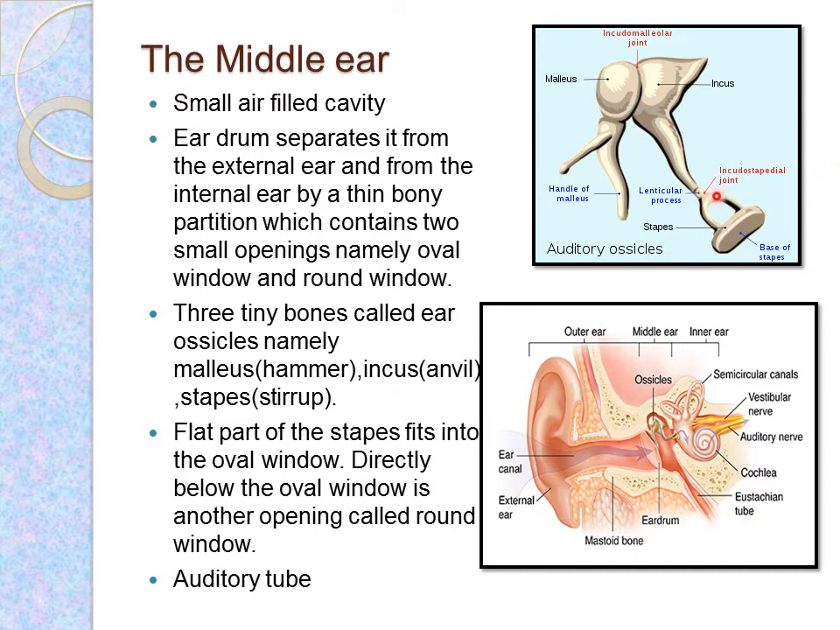Now what will happen? Here these three bones start vibrating as these are attached to this tympanic membrane down here. Now this membrane vibrates and these three bones start vibrating, which in turn takes the sound waves to this oval window part. The flat part of this stirrup gets attached to this oval window, and directly below the oval window is another opening called the round window. So this is directly coming to the auditory tube or the eustachian tube.